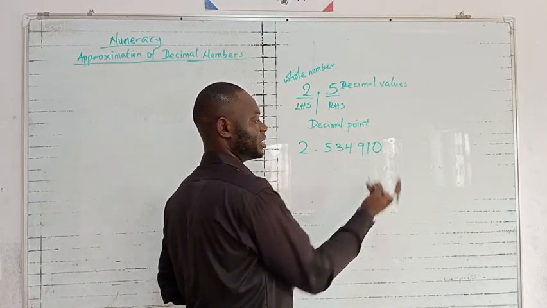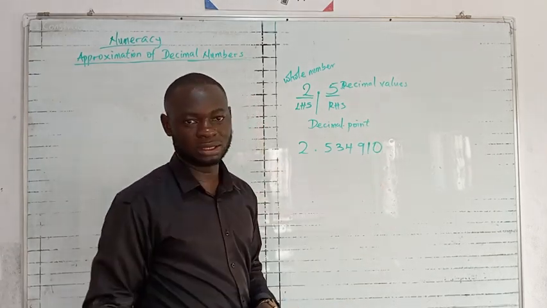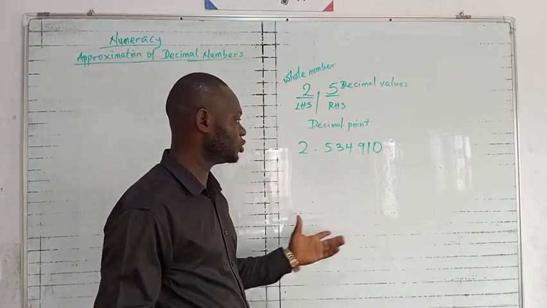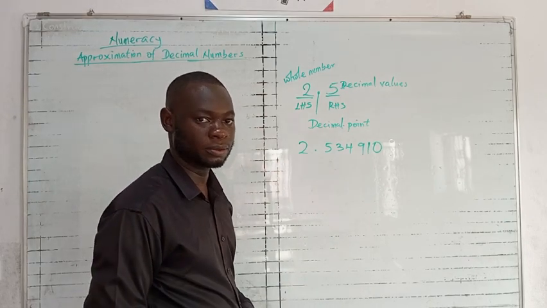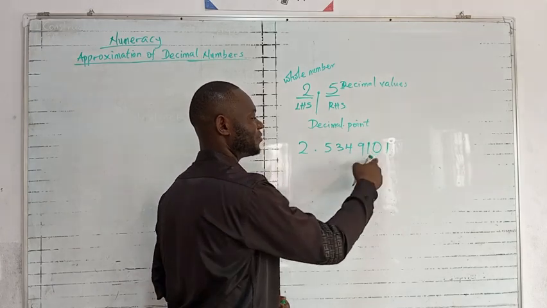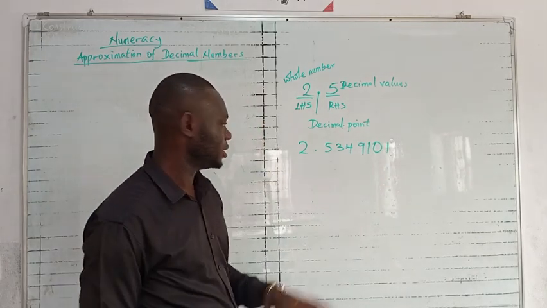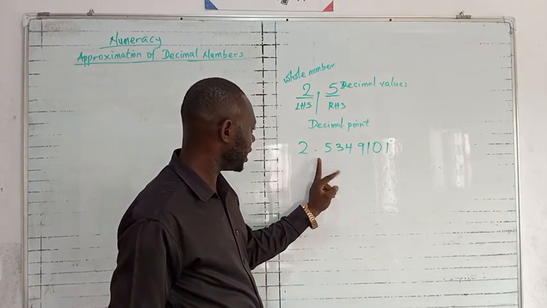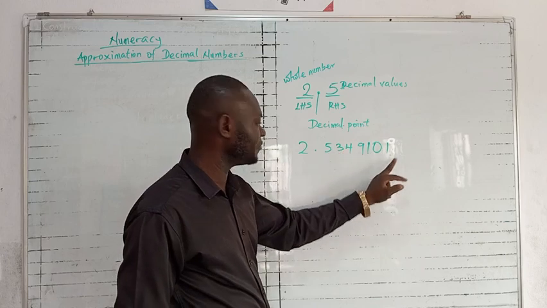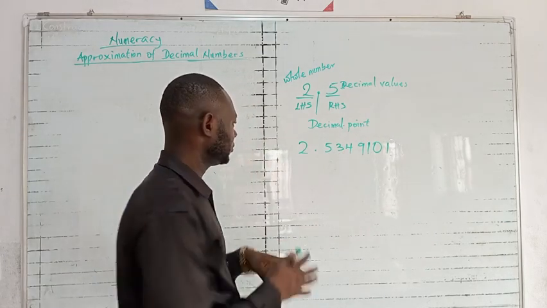If I add 0, remember, this 0 is insignificant because it doesn't change anything. Okay? But if I now add 1 after this 0, it becomes significant. So I can now say that this number has 1, 2, 3, 4, 5, 6, 7 decimal places.